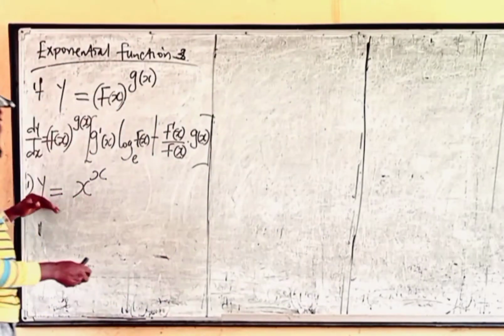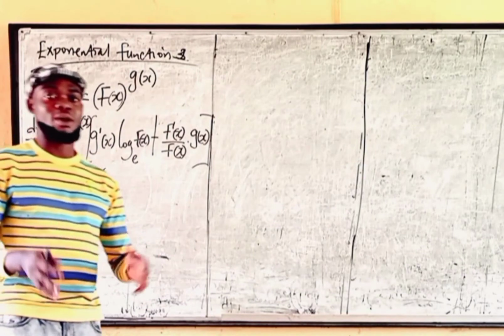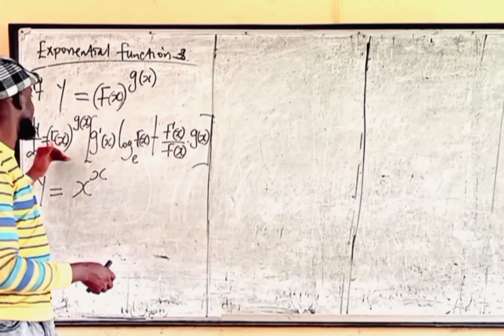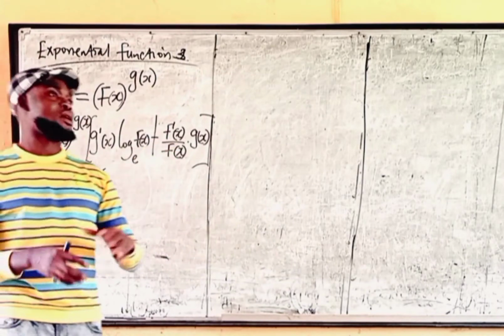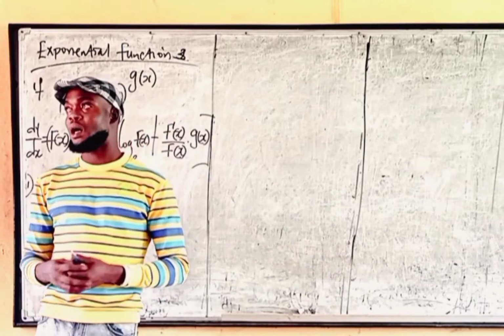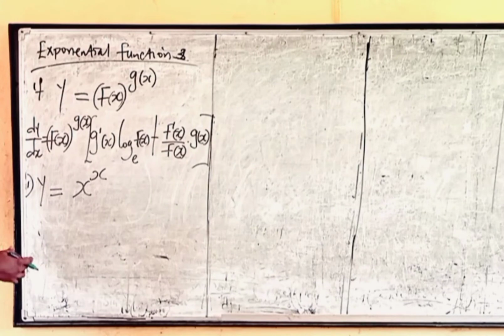So I'm going to solve this first example: if y is equal to x raised to power x, what will be dy by dx? I'm going to solve it in two ways, using this formula and using the other method in which we come from the product rule. So please, let's kick on.